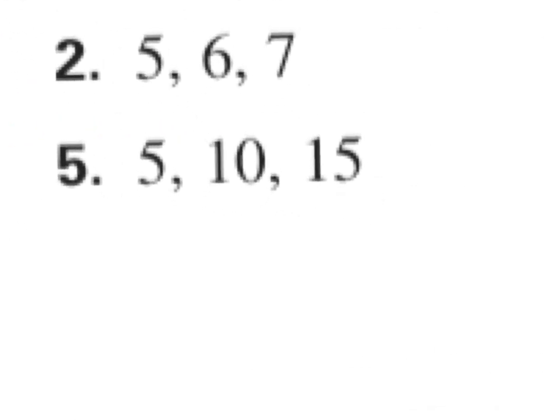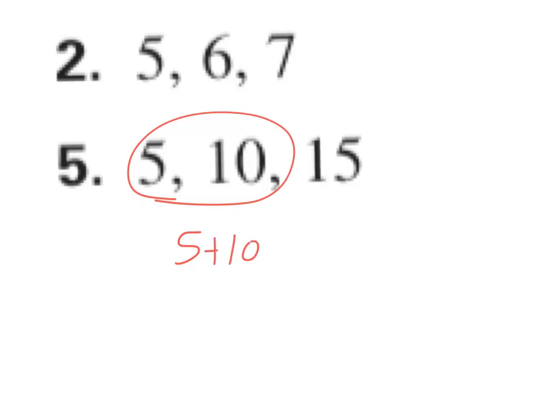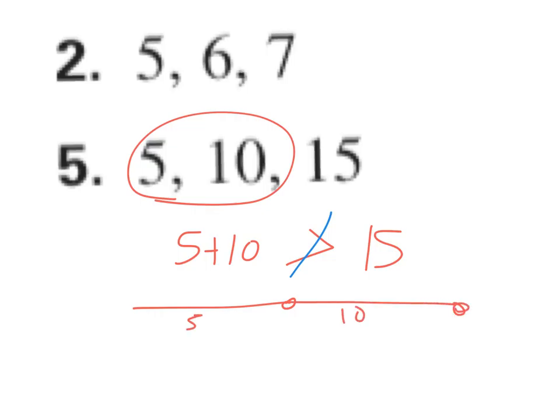Okay, how about this? What about 5, 10, and 15? Can these three numbers form a triangle? No, because when I add the two smaller together, I do not get something greater than 15. It equals 15, so therefore, if anything, it would just make a segment like this, a big segment with a 5 and a 10 and a 15 on top.